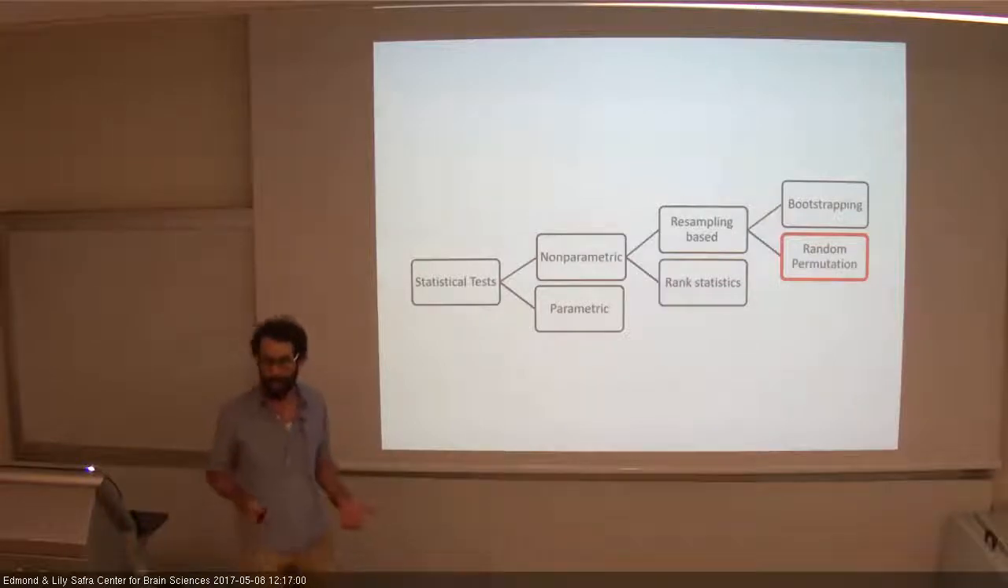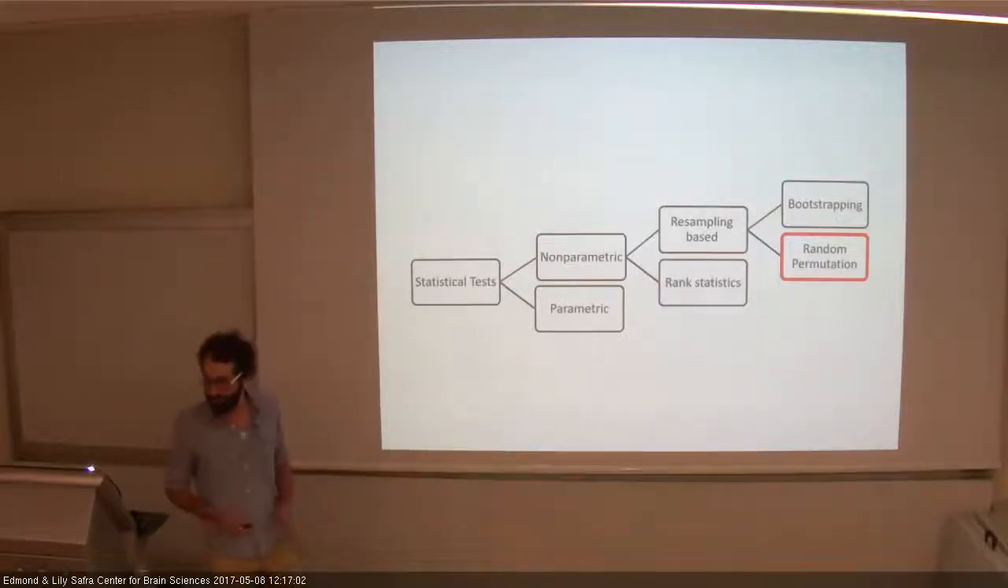For example, the accuracy of the classifier, any kind of outcome which is not so nicely behaved as means, and even median, for example. For the median, we have no parametric solution. We'll have to use a non-parametric solution if we would like to use median.